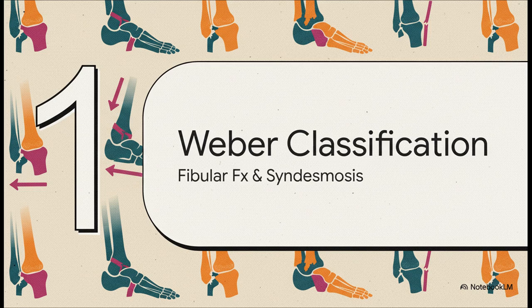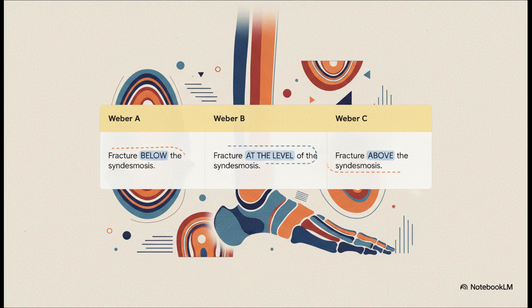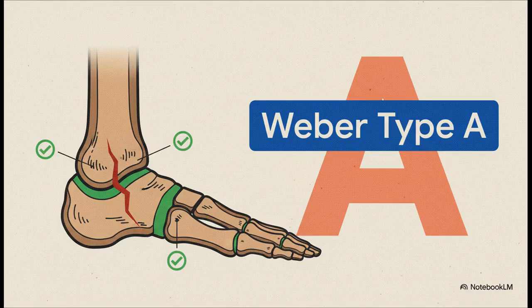You know, its genius is really in its simplicity. It takes what looks like a super complex three-dimensional mess and boils it all down to one single relationship. And that is, where is the fibular fracture in relation to that all-important tibiofibular syndesmosis? Okay, so here's the entire system on one slide. It's beautiful, right? It all comes down to one question. Is the fibular fracture below, at, or above the syndesmosis? Just knowing that one thing tells you basically everything you need to know about how stable or unstable that ankle joint is.